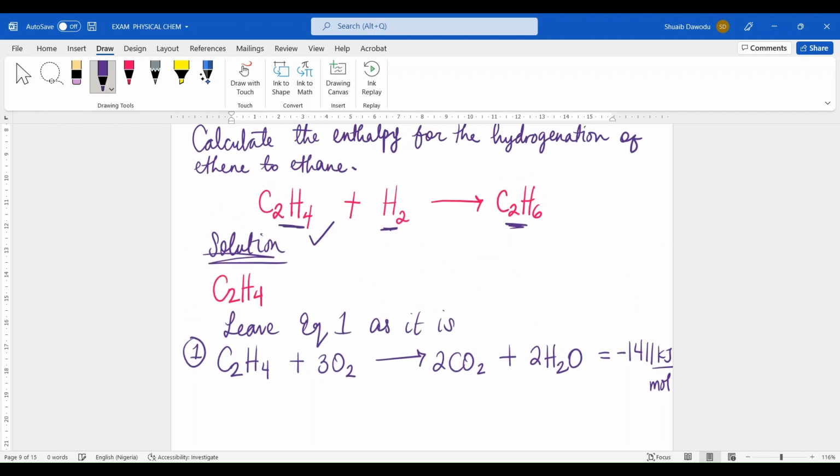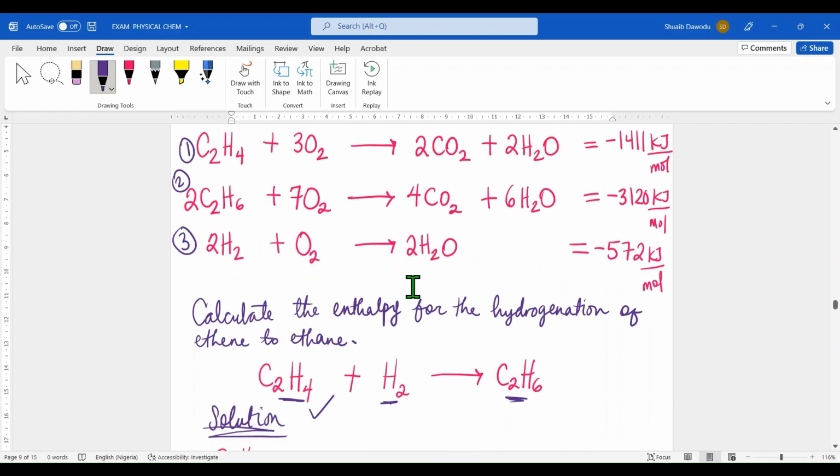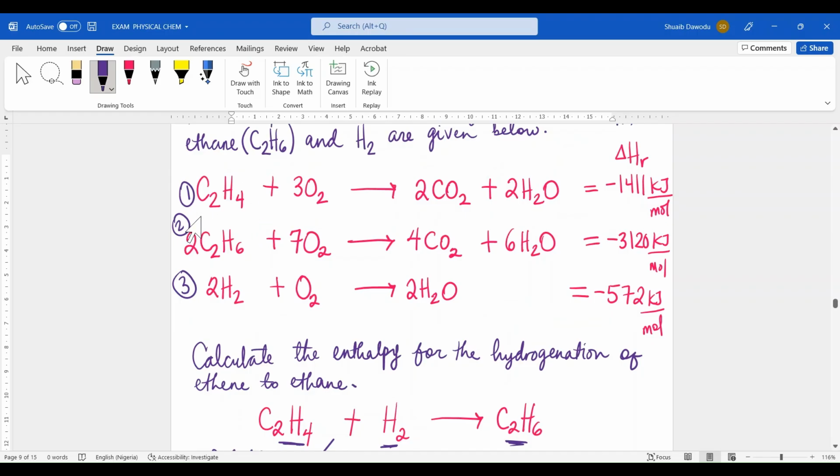This is done. Now we can focus on hydrogen, H2. When you look at hydrogen gas, we can now compare this major reaction at the bottom with the data at the top. Because we've used equation 1 to solve for the first molecule, C2H4, we're not going to use it again. So now we have to focus on equation 2 and equation 3.